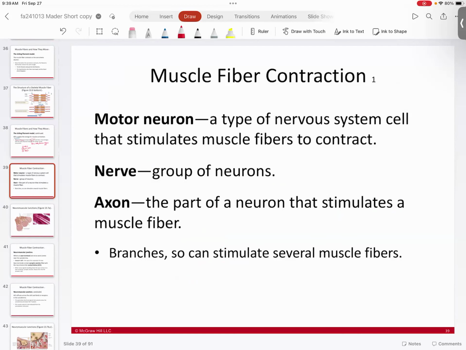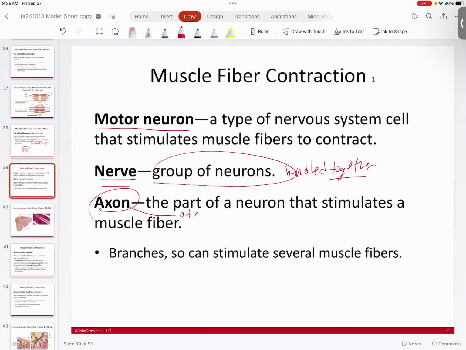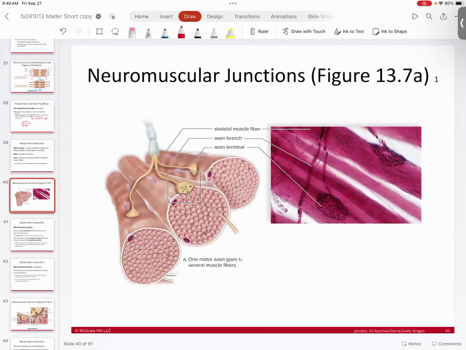The way that we regulate muscle fiber contraction is through the nervous system. Typically, you're going to be driving the signals of contraction through the motor neurons. This is a type of neuron that will send a special contraction signal to the muscle fiber. The nerve itself is actually a group of neurons typically bundled together, so they're all kind of a team. Each neuron has an axon, which is the part of the neuron that stimulates the muscle fiber. This is your neuron's outgoing contraction signal. At the end, it'll branch and spread out so it can talk to many different muscle fibers.